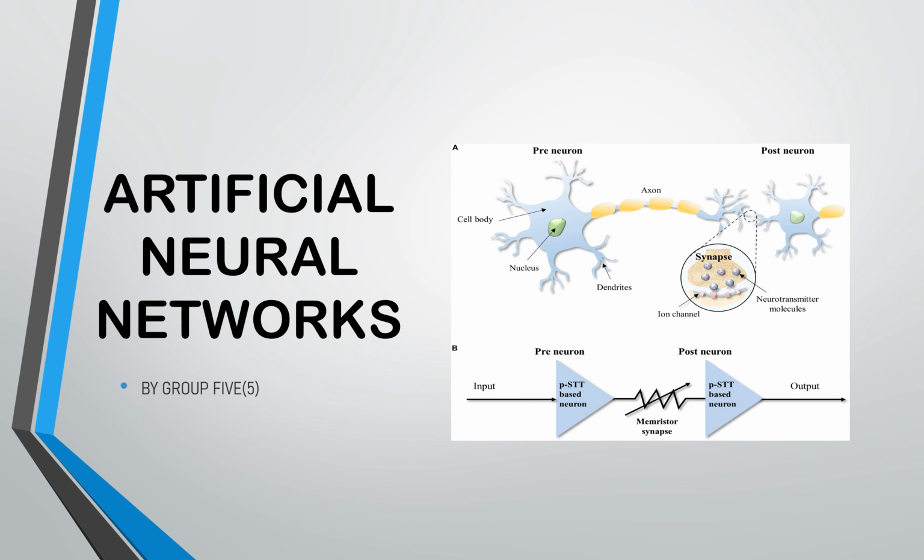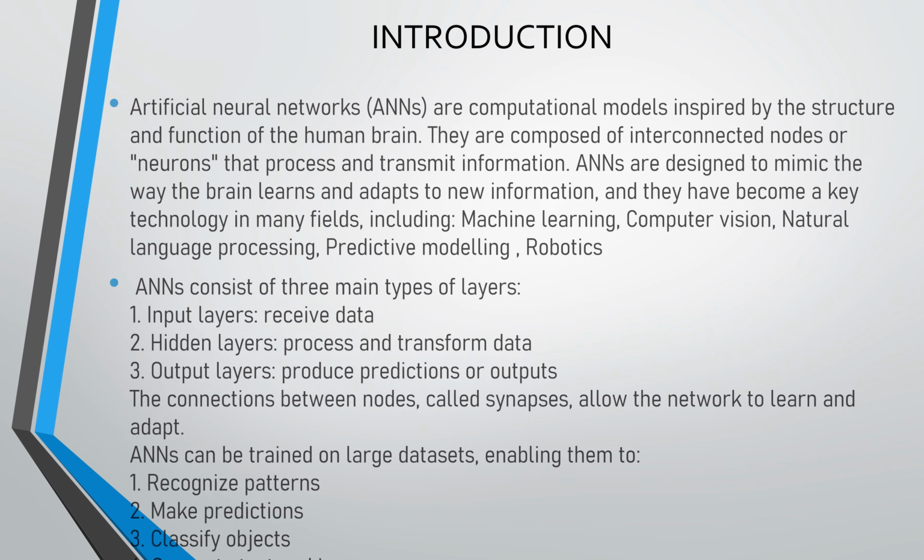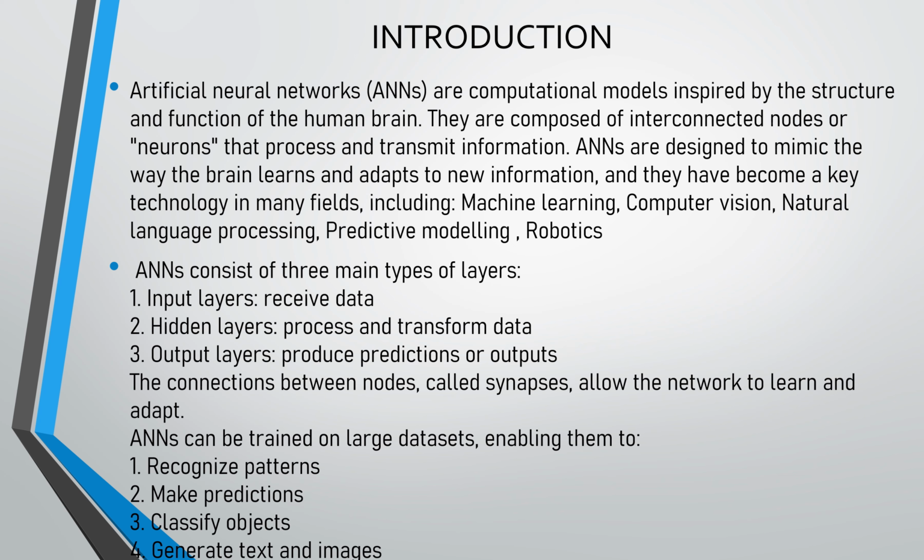We are group 5 and we are presenting on artificial neural networks. Artificial neural networks are computational models inspired by the structure and function of the human brain. They are composed of interconnected nodes or neurons that process and transmit information.